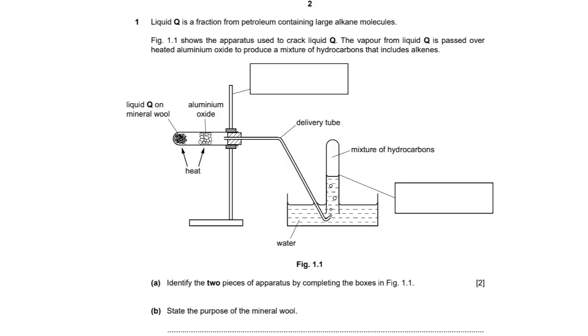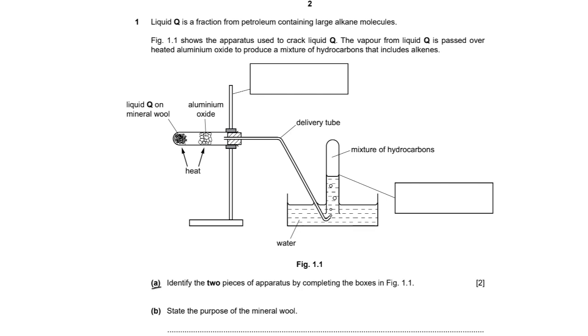Okay, so question number one states that liquid Q is a fraction from petroleum containing large alkane molecules. The apparatus is used to crack liquid Q, and the vapor from liquid Q is then passed over the heated aluminum oxide to produce a mixture of hydrocarbons that includes alkenes. Part A says: identify the two pieces of apparatus by completing the boxes in figure 1.1.